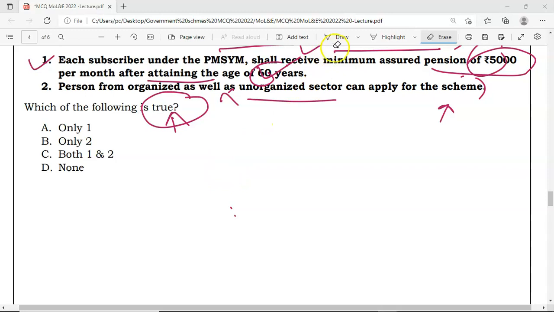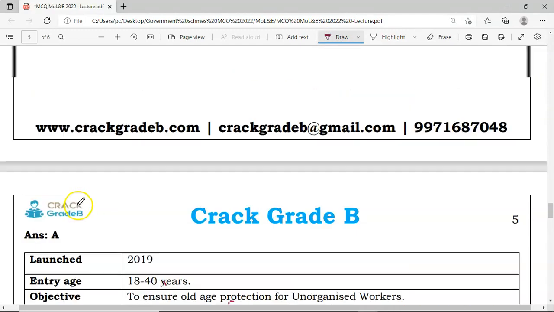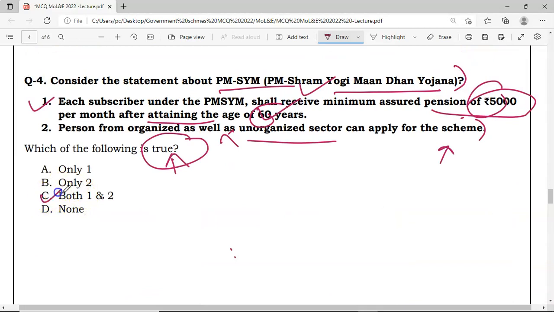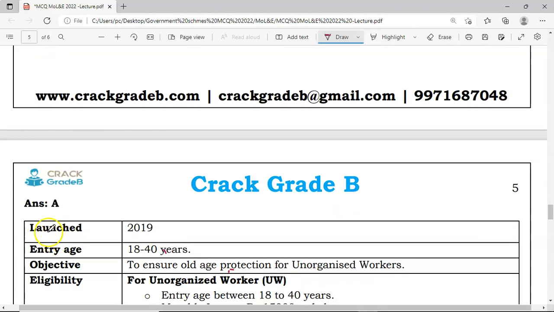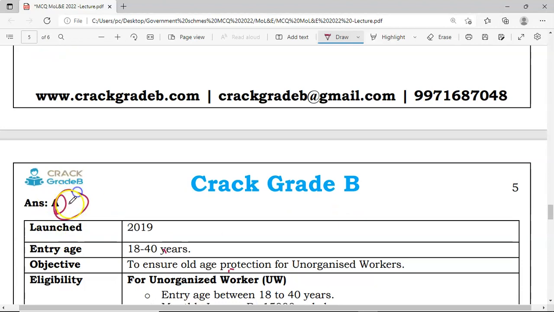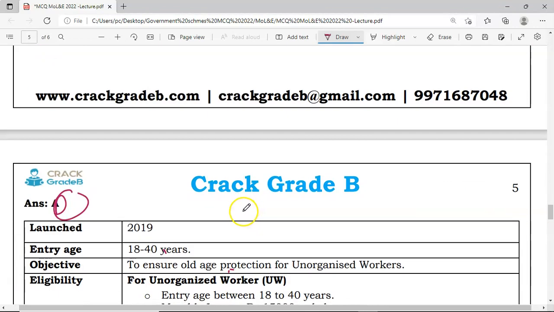First of all, its answer will be... which of the following is true? Actually its answer will be D. Why? Because none of the options is true. Why? Let's see some important points about this scheme.